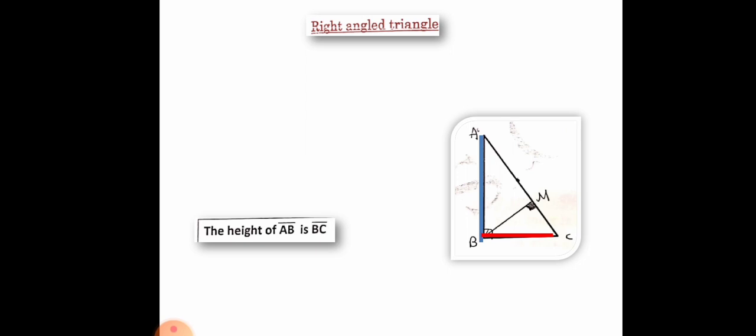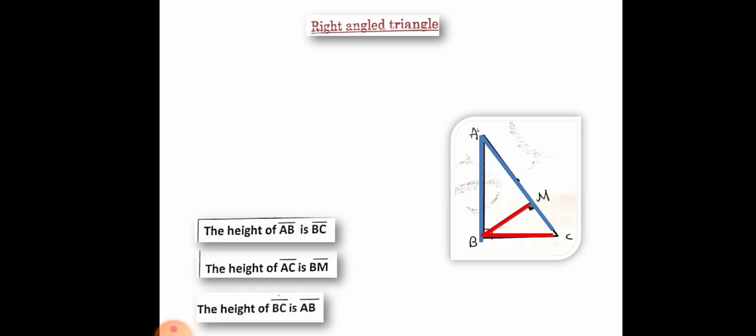Now here in the right angle triangle, the height is also one of the sides of the triangle, which is the other side of the right angle. Now here, if you talk about the side or the base AC, then the altitude would be BM because the opposite vertex is B, so the altitude is BM or MB line segment. As for the last side in this triangle, which is BC, obviously the perpendicular will be AB.